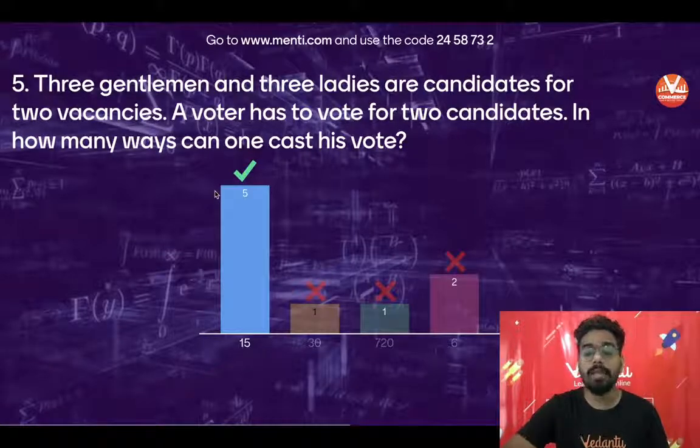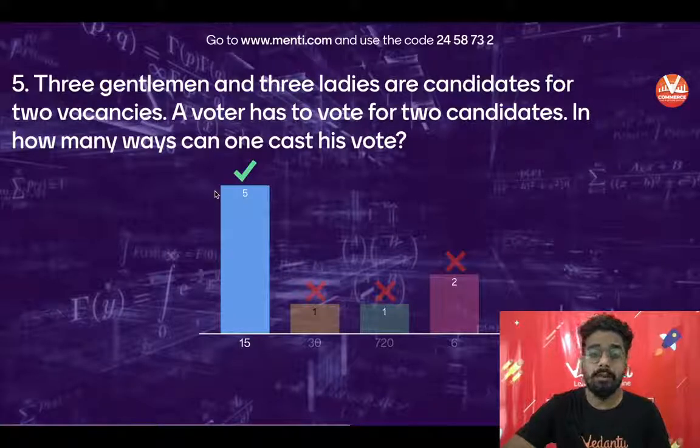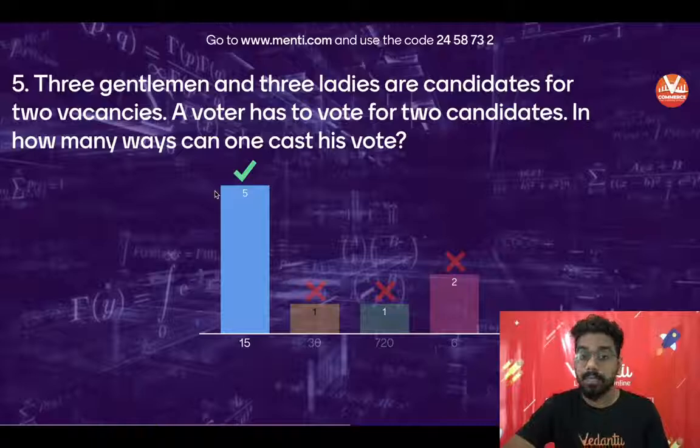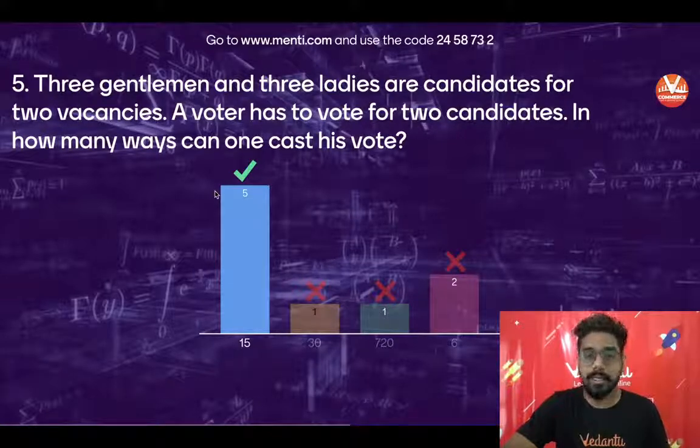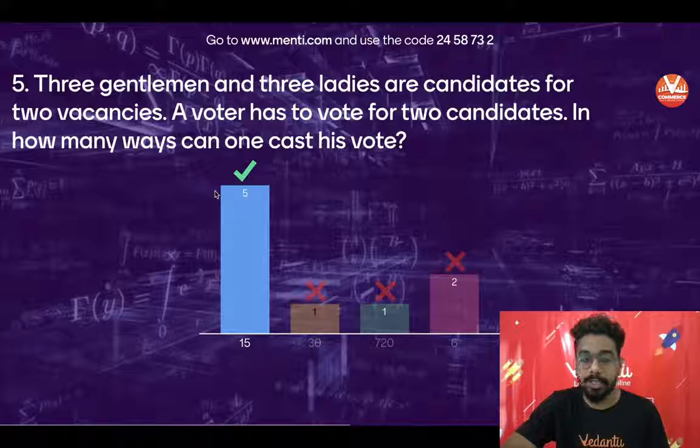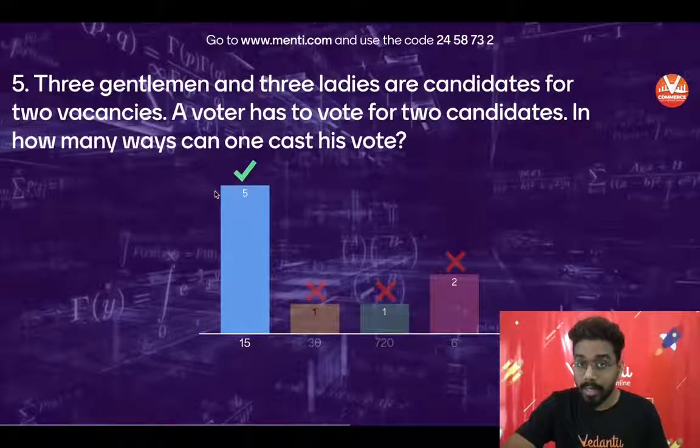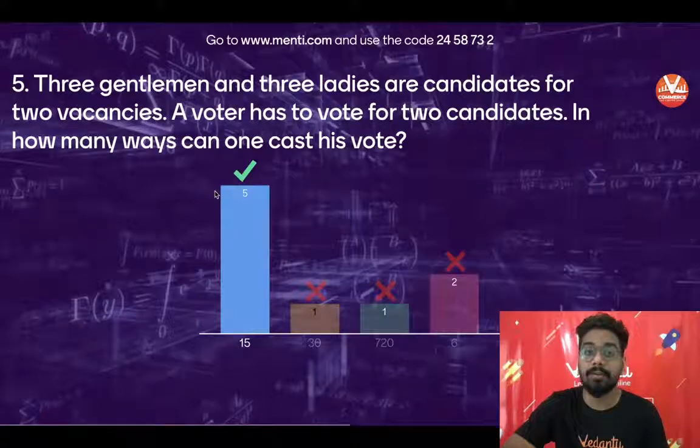Answer is 15 and the question was very simple. We just tried to confuse you. There are 3 gentlemen and 3 ladies. There are total 6 people and the vacancies are 2. If there is no restriction, we will select 2 people for these 2 vacancies, and it's not about the arrangement, it's just about the selection of the people. So 6C2 is 15.